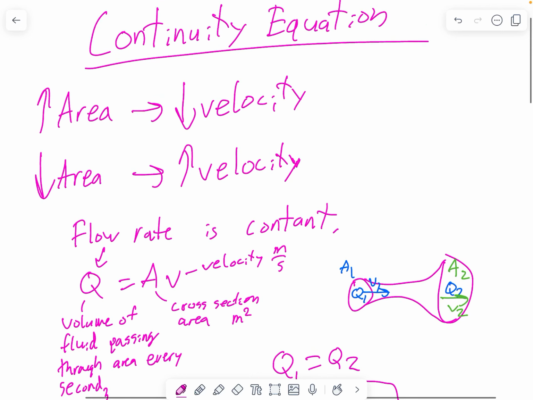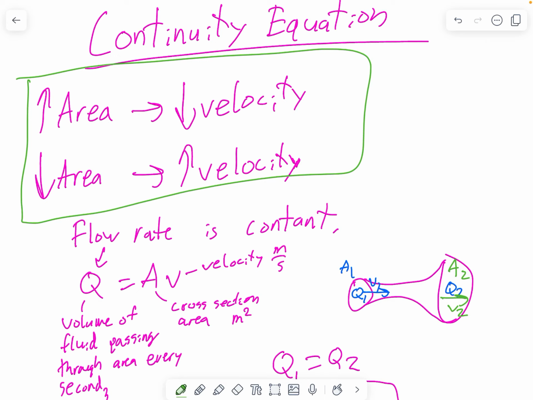The big idea is the area and the velocity of your fluid are inversely related. If you just get that today, you are on the right track.